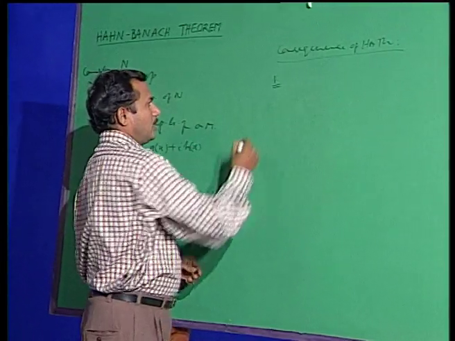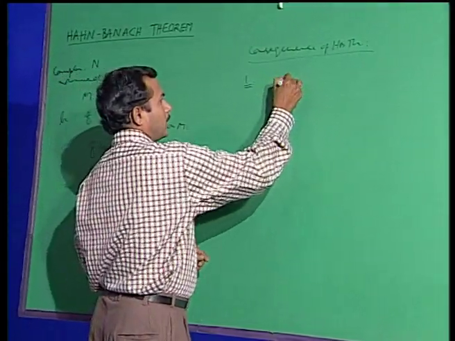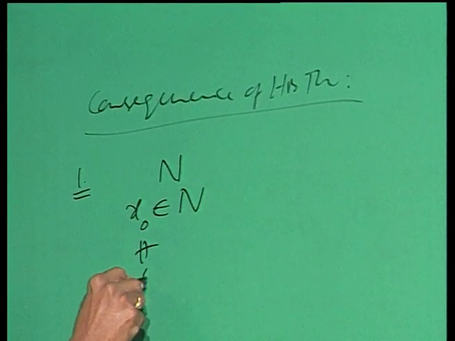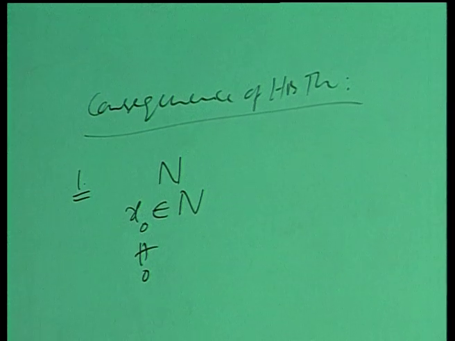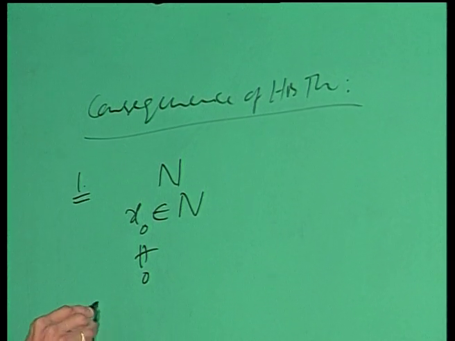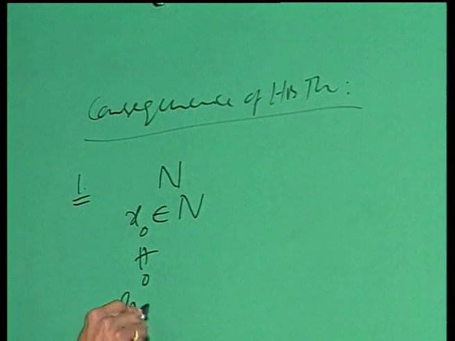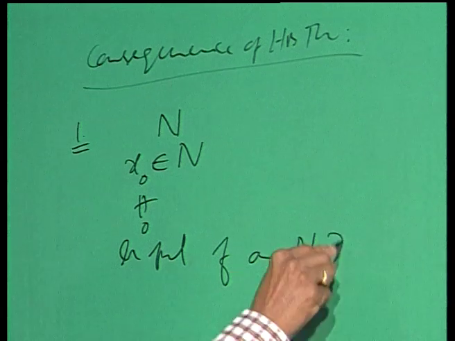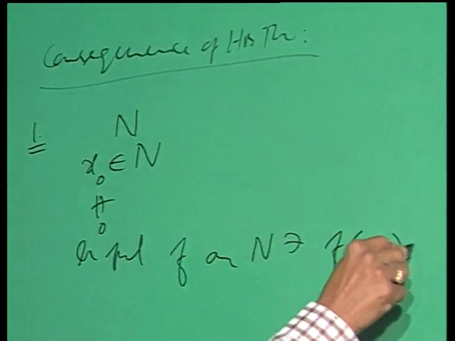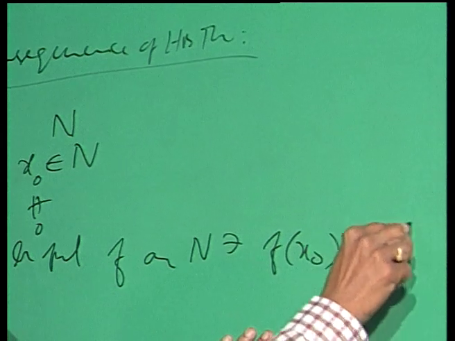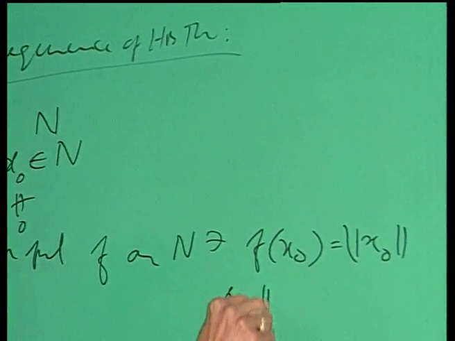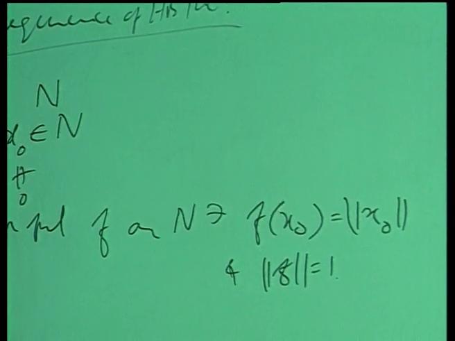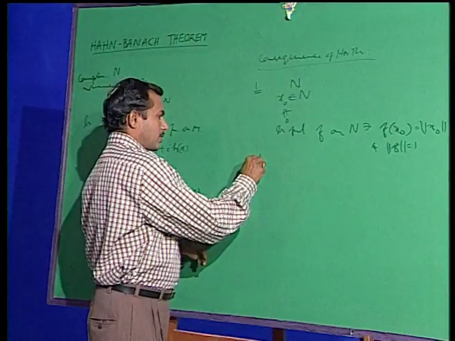Number 1, let us say we have a normed linear space N and x naught is a non-zero element of N. Then one can find a linear functional f on N such that f of x naught is equal to the norm of x naught and the norm of f is equal to 1. This is a consequence of the Hahn Banach theorem. We prove it as follows.